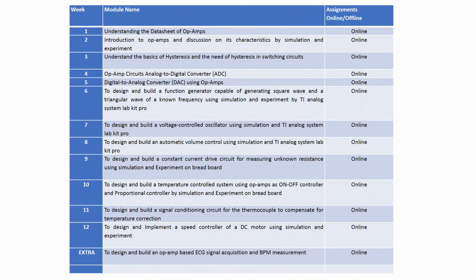Further, we will understand how to build a constant current drive for measuring unknown resistance. We will take an example of a temperature control system and how we can build this kind of system using op amps as an on-off controller and proportional controller. Then we will build a signal conditioning circuit for thermocouple to compensate for temperature correction.